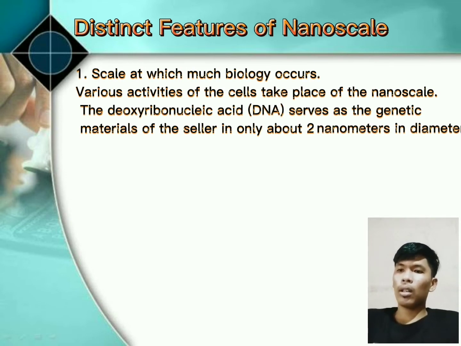1. Scale at which mass biology occurs. Various activities of the cell take place at the nanoscale. The DNA serves as the genetic material of the cell, and it is only about 2 nanometers in diameter. Furthermore, the hemoglobin that transports oxygen to the tissue throughout the body is 5.5 nanometers in diameter.